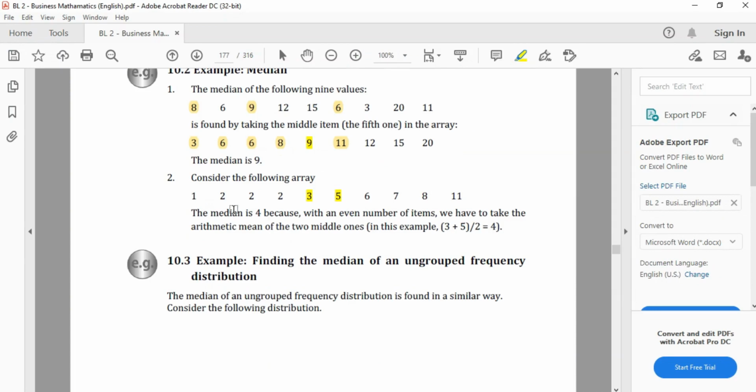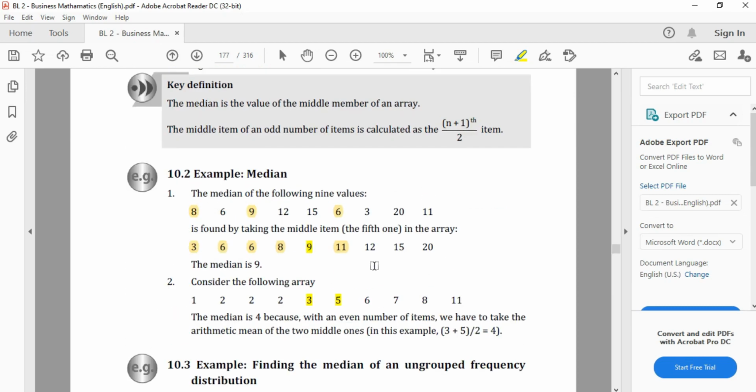Consider the following array: 1, 2, 2, 2. Okay, so this is all in ascending order. Now, this is a total of 10 numbers. So basically, we can't choose one side, because if we choose 5, then there are 4 numbers this way and 5 numbers this way. If we choose 3, 4 numbers this way and 5 numbers that way. So as per the ruler method, it should be 4 if you take, because it's 1, 2 and then 3 and 4, right? But that is common sense.